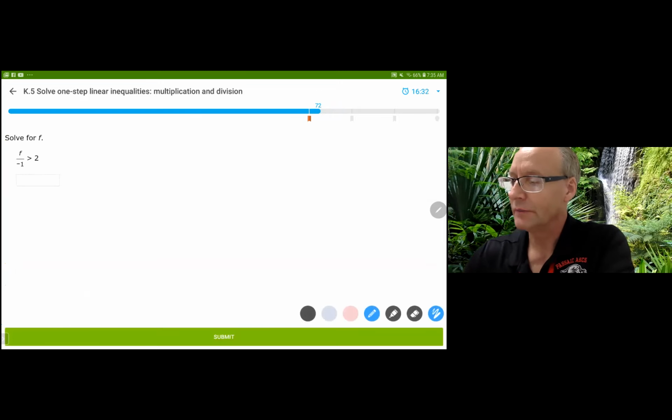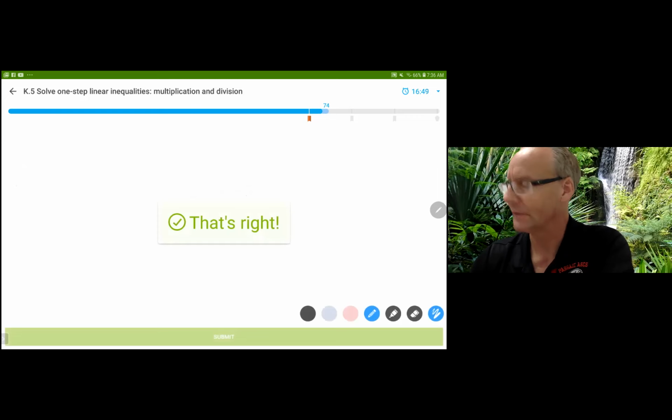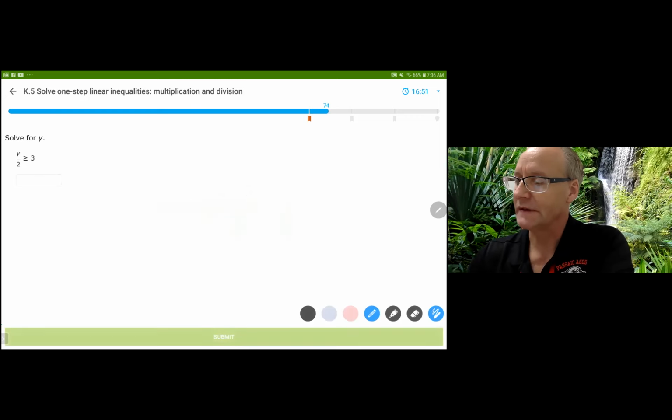There we go. Multiply by negative 1 on both sides, and we get F is less than negative 2. The reason it gets confusing is because you're changing the sign, and then I turned it around, so it ended up being both things. All right, let's see, what's next?